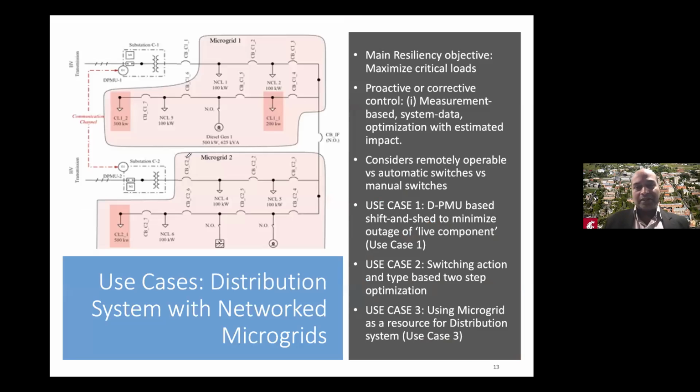So let me talk about some use cases. I'll talk about 3 use cases. All 3 somehow relate to proactive control, and some relate to corrective. In this proactive control, the key concept has been that if a live component goes out of the system because of any weather event, it will cause more problems for the grid compared to a component that is planned ahead and taken out in a step.